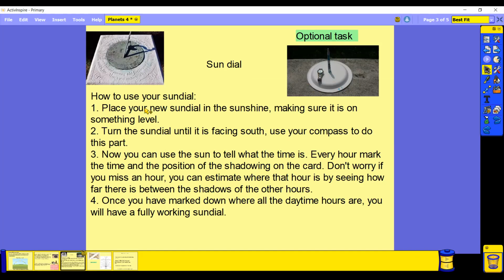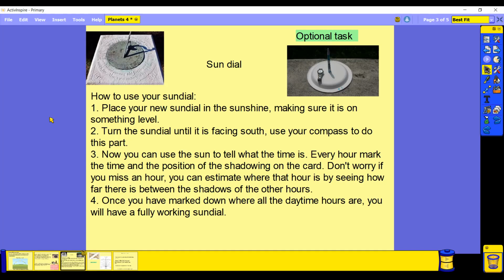So your bit of a how-to is you need to make sure you place the sundial in the sunshine and make sure that it's on something level. It won't work properly if it's not level. You then need to make sure that you turn the sundial so it's facing south. You need to use a compass to do so.